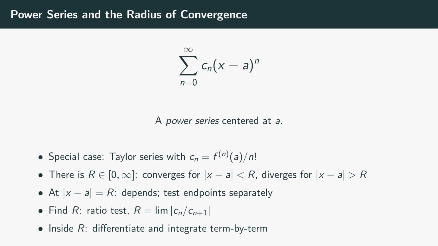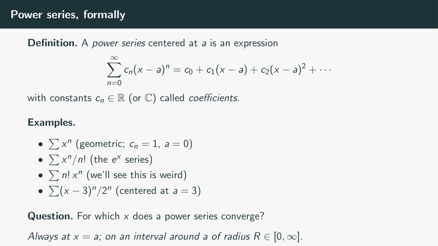To find r, the ratio test gives a one-line formula. r equals the limit of the absolute value of c sub n over c sub n plus 1. Inside the radius, power series behave like polynomials: differentiate and integrate term by term, and the new series has the same r. That's the whole episode. Let's go. Start with the definition.